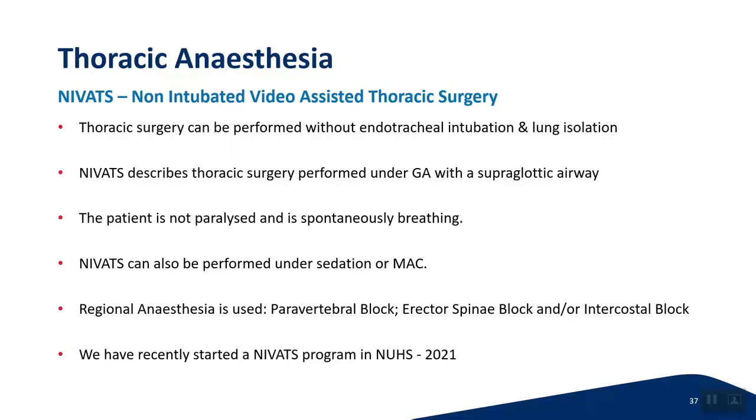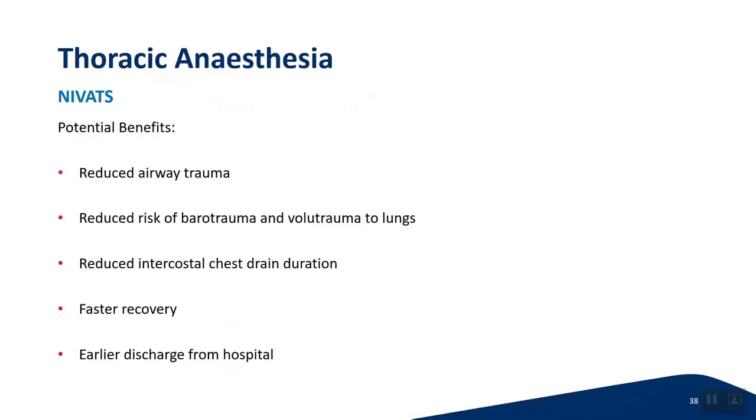In NUHS, patients undergoing NEVATS are given a general anesthetic. A supraglottic airway is used for airway management, thus avoiding the need for endotracheal intubation and its associated complications. Regional anesthesia is used in these cases with GA to provide a balanced anesthetic technique. These include paravertebral block, erector spinae block, or intercostal nerve blocks.